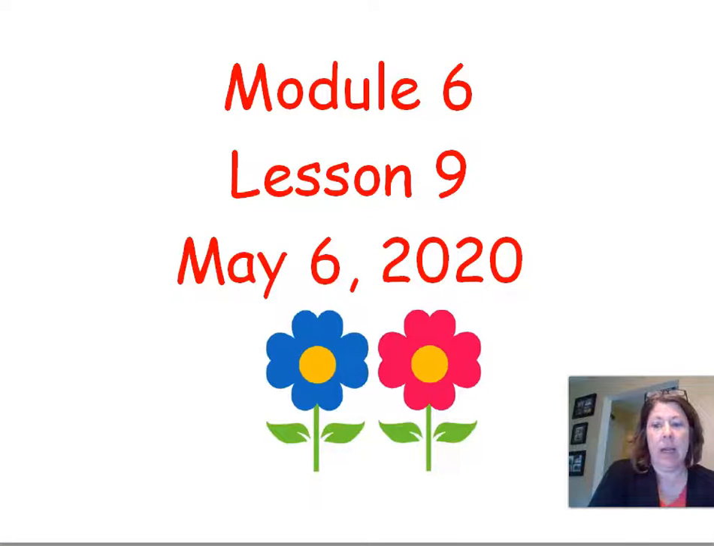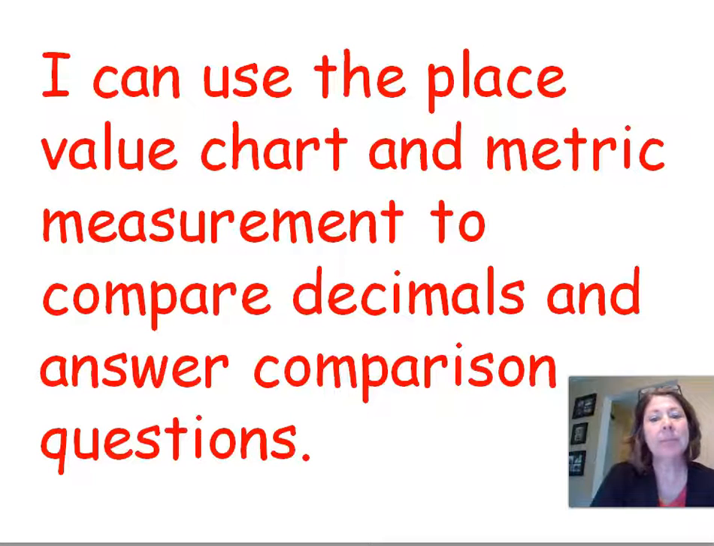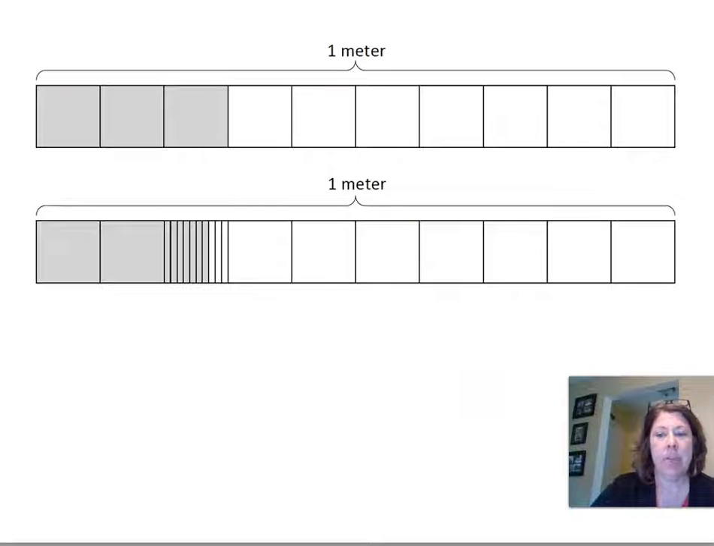Our I can statement today: I can use the place value chart and metric measurement to compare decimals and answer comparison questions. So, let's take a look at our diagram here. If you have your problem set in front of you, this corresponds to 1A that you will be able to look at. So if you don't have it, make sure you get it.